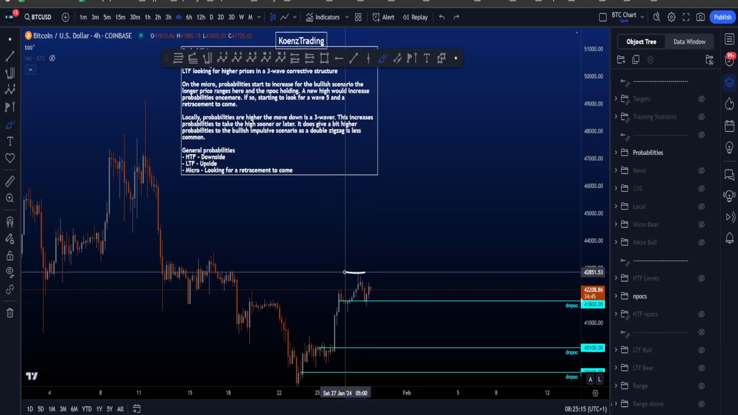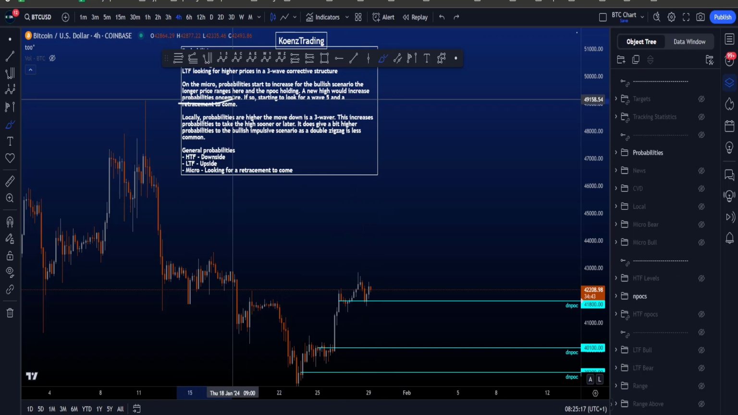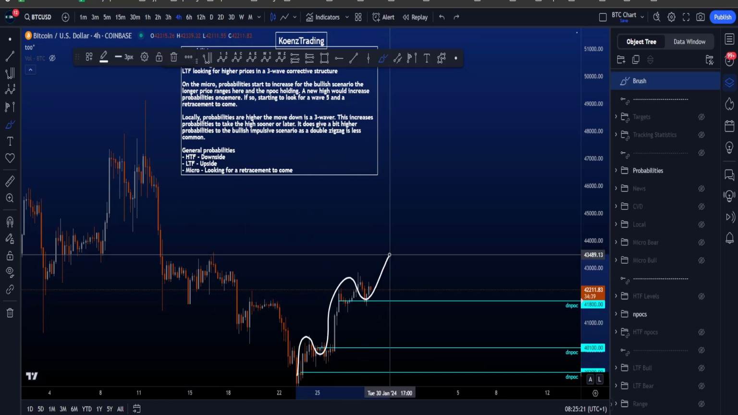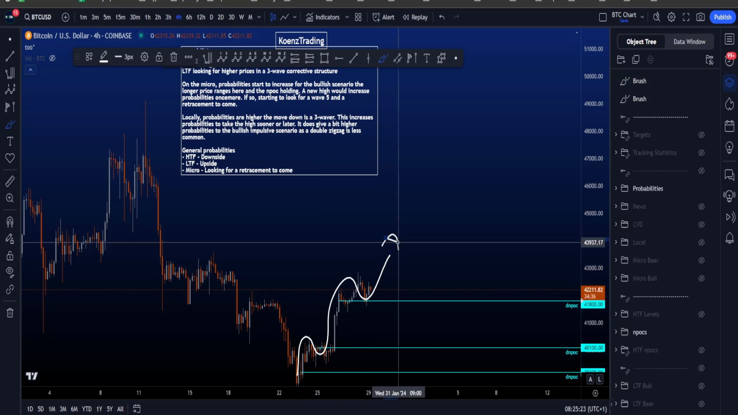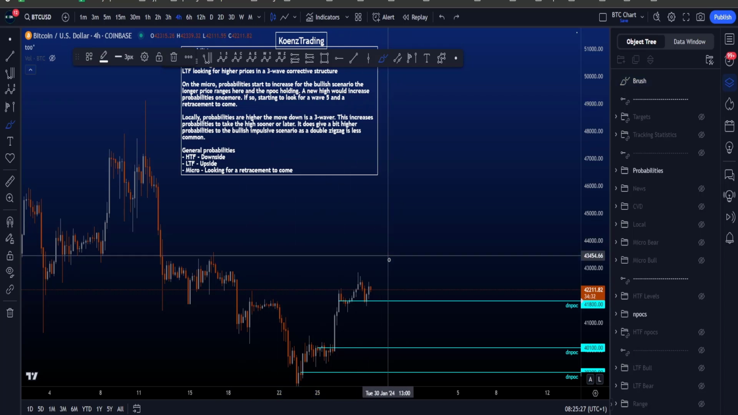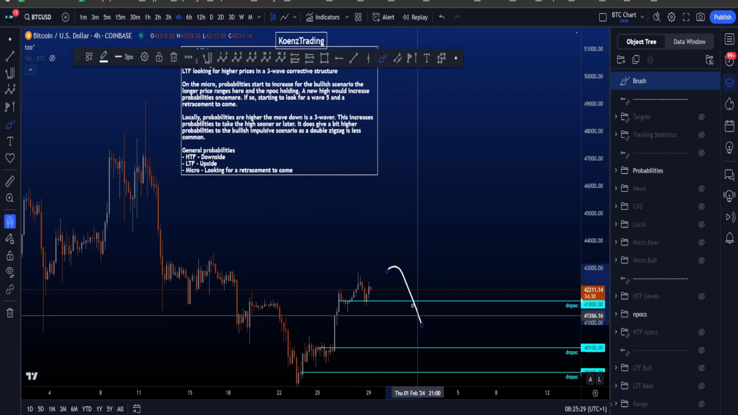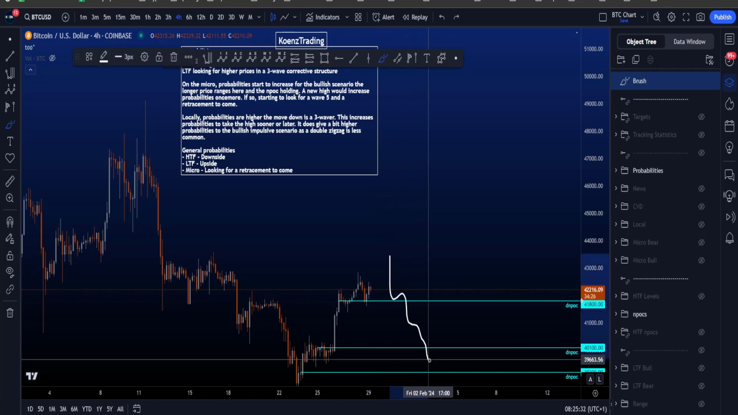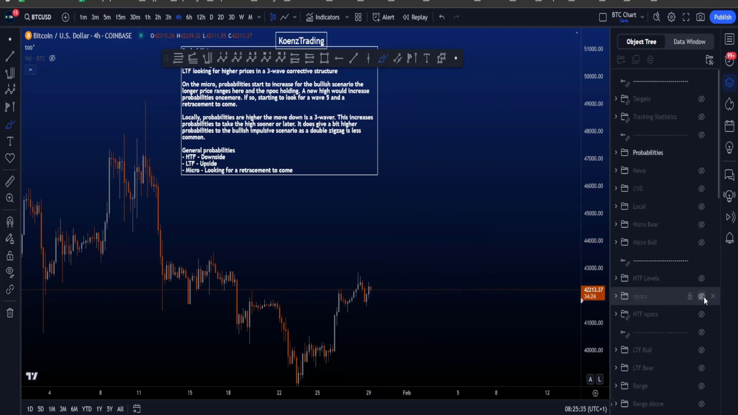A new high above this one here would also increase the probabilities once more for a potential 5-wave structure here, 1, 2, 3, 4, 5 to the upside, and then a wave A. If so, starting to look for a wave 5 and an A, and then a retracement to come, right? That after a new high, we are eventually looking for a bit of a retracement in a B before then continuation to the upside in a wave C.